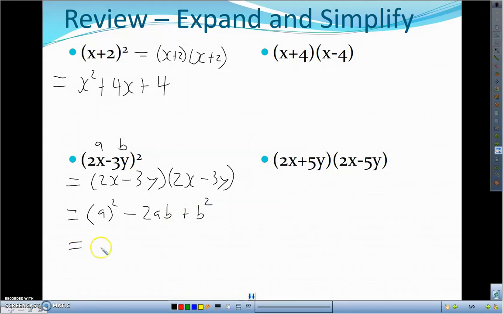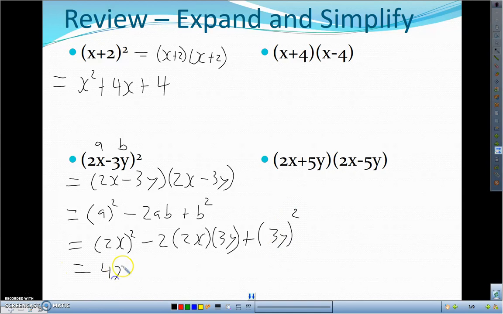So if I wanted to use a shortcut, this is going to be 2x squared with the brackets on the outside, minus 2 times 2x times 3y, plus b squared, which is 3y squared, which is going to be equal to 4x squared minus 2 times 3, which is minus 12xy, plus 3 times 3 is 9, and it's y squared.